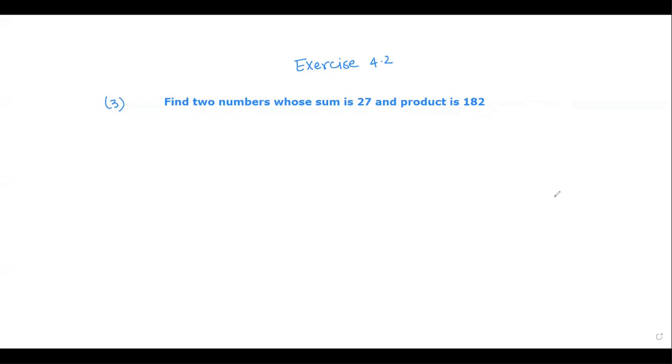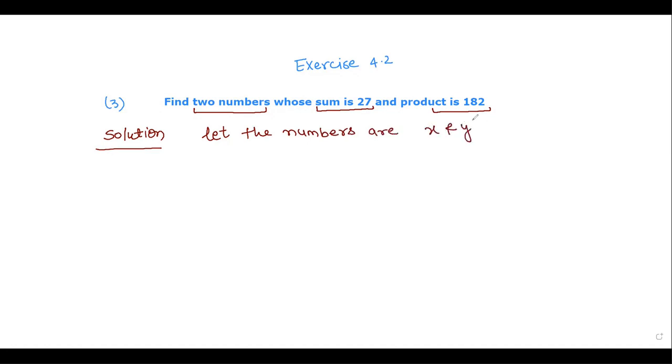So now let us find the solution of this statement with the help of quadratic equation. So now you can see we have to consider two numbers whose sum is 27 and the product is 182. So let us consider the two numbers. Let the numbers be x and y.